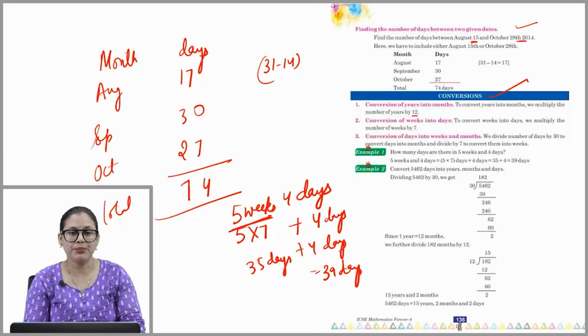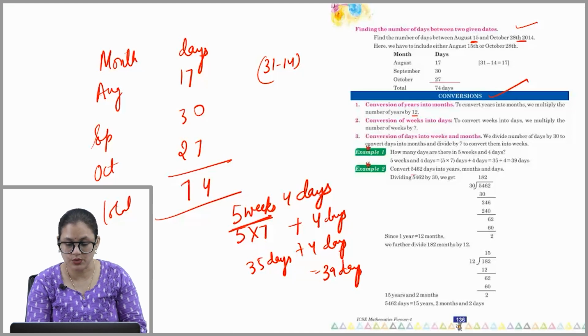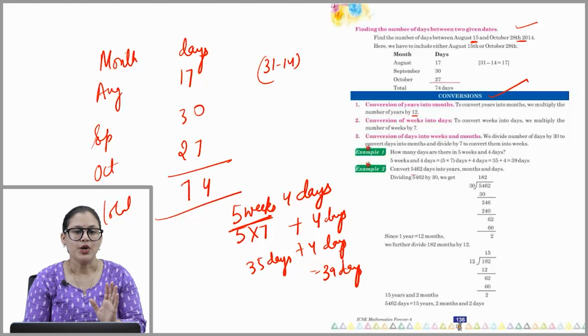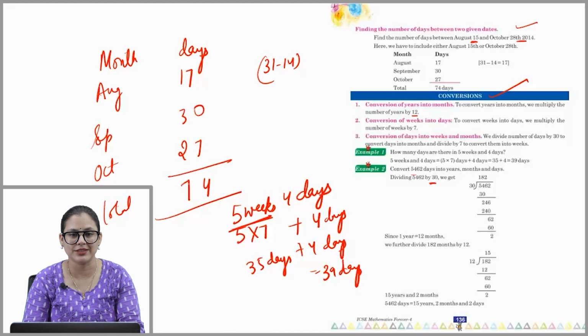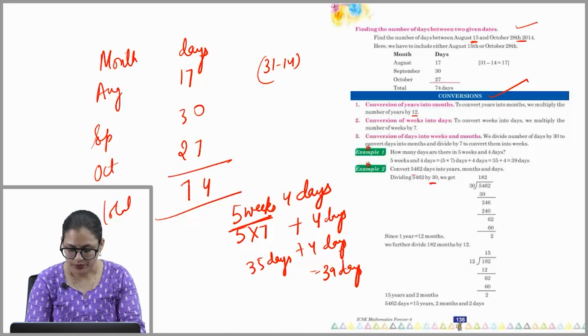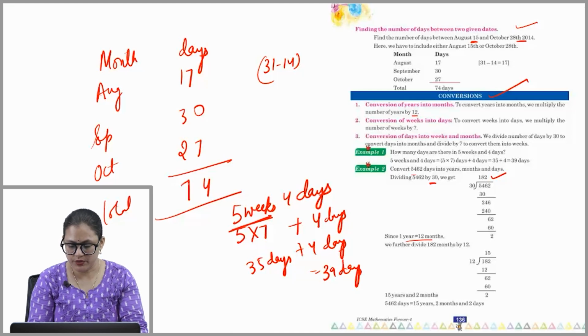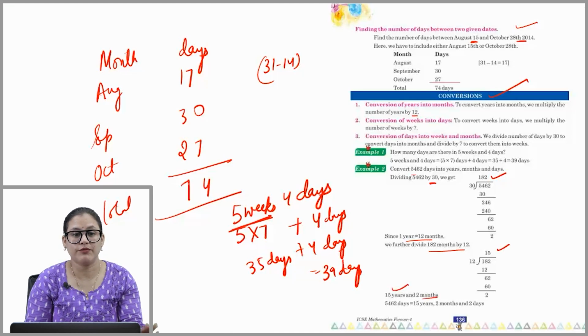Next example, you have to convert 546 days into years, months and days. First we will divide this number by 30, because 1 month has 30 days. So we get 18 as the answer, with 6 days remaining. So 18 months, and you know 1 year is equal to 12 months. We further divide 18 months by 12. So we will get 1 year and 6 months. So 546 days is equal to 1 year, 6 months and 6 days.